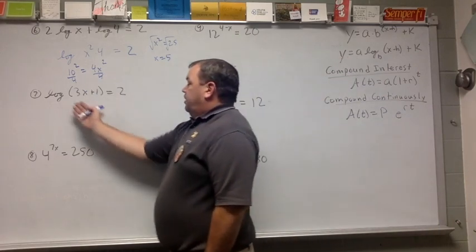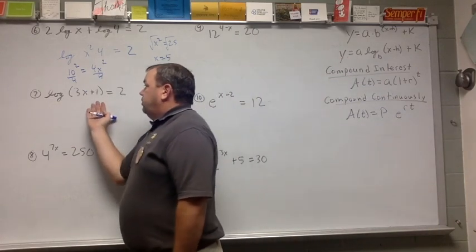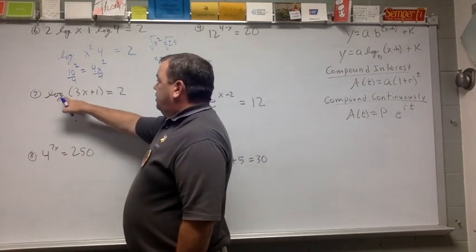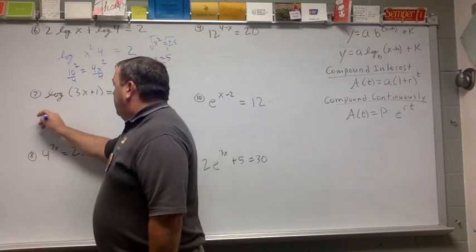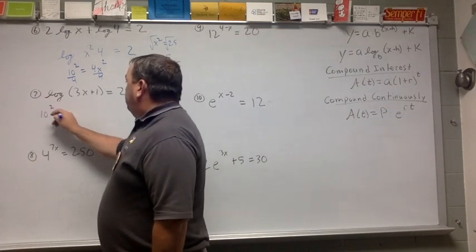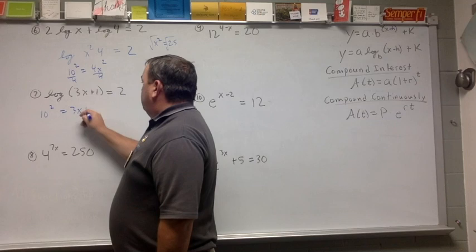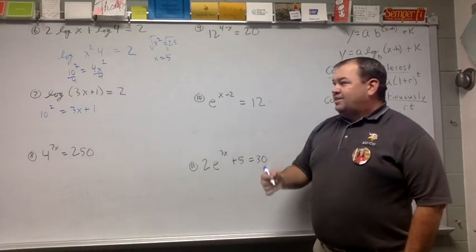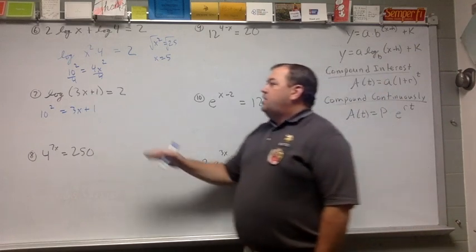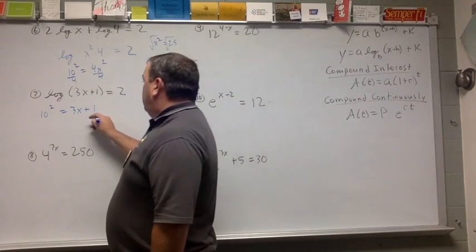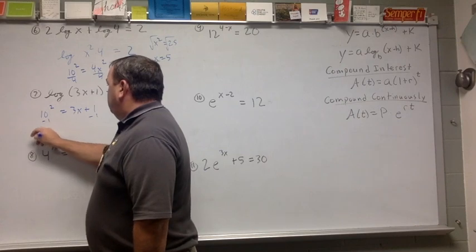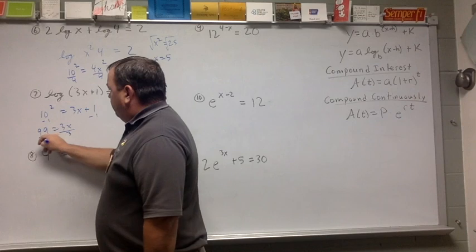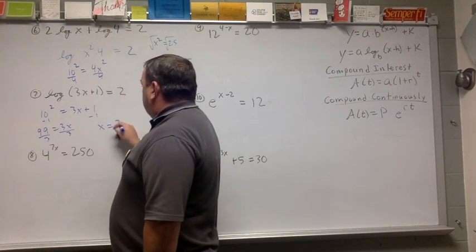Sometimes they're already put together, but if you don't know what to do, if you're not sure how to solve, rewrite this. This is another common log. 10 squared equals 3x plus 1. Just by rewriting it as an exponential instead of a logarithm, it now becomes a problem I can do. I subtract 1 from both sides, I get 99 equals 3x, and when I divide by 3, x is 33.